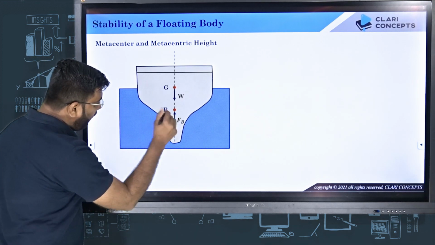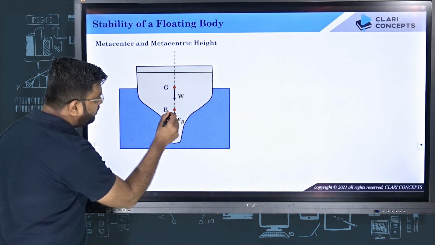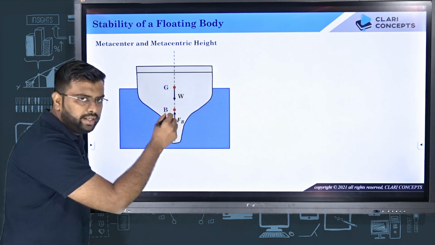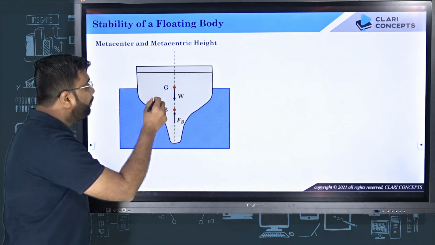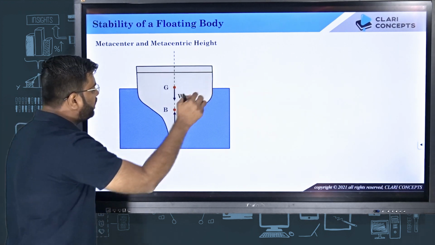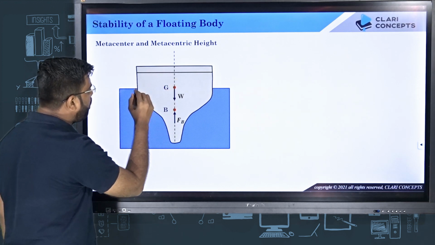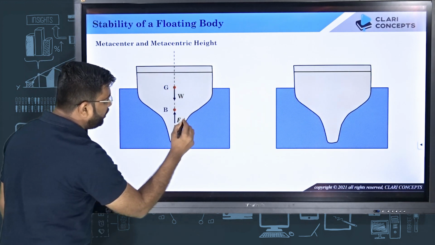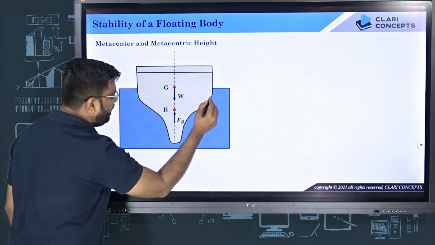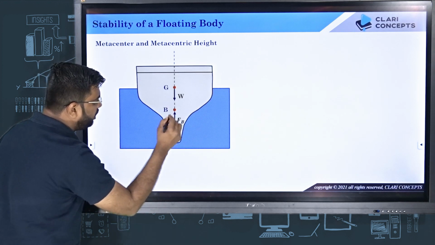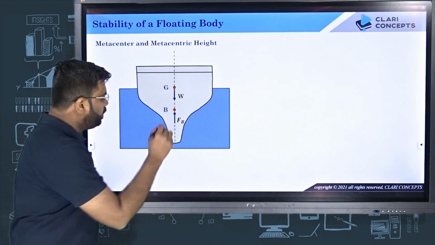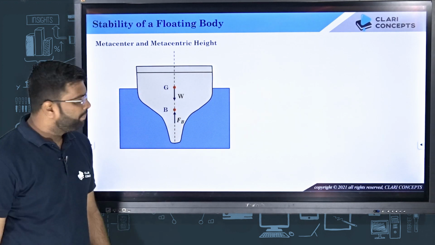So the buoyancy point, or center of buoyancy, is a point which is basically the centroid of the portion of the body submerged in the water. If you see the portion of the body submerged in water, it is from this particular shape, and the centroid of this is somewhere over here, B. At this point the buoyancy force acts, that is FB, right?